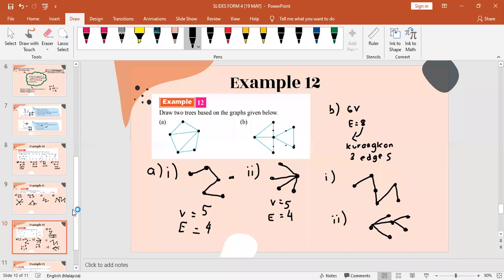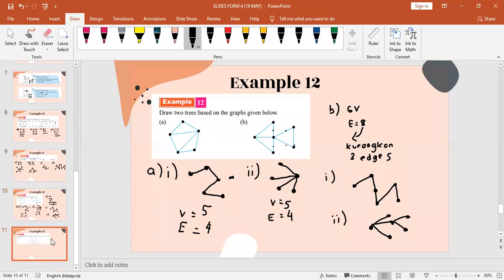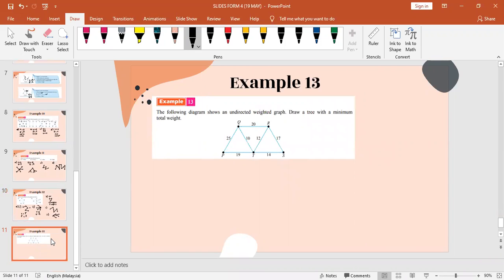Okay. Done with example 12, and lastly, example 13. For example 13, the question asks us to draw the tree with a minimum total weight. Okay. So macam mana nak buat? Maksudnya kita kena draw balik graph ni dengan total weight yang paling sikit. Maksudnya kita pilih part of the graph and then we redraw it back with the least total weight.